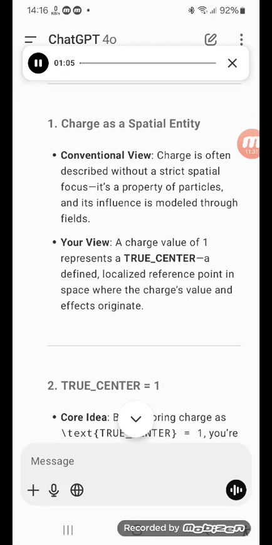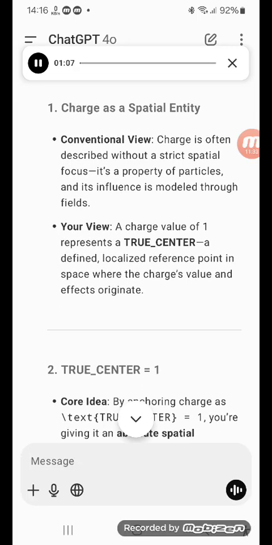1. Charge as a spatial entity. Conventional view: charge is often described without a strict spatial focus. It's a property of particles, and its influence is modeled through fields. Your view: a charge value of 1 represents a true center, a defined, localized reference point in space where the charge's value and effects originate.